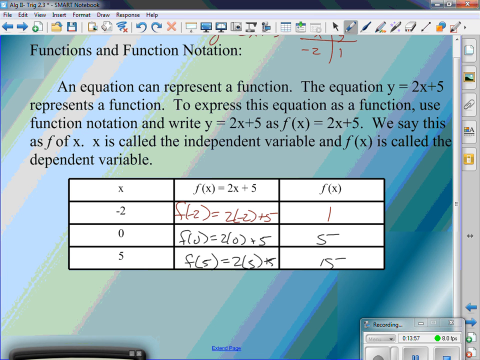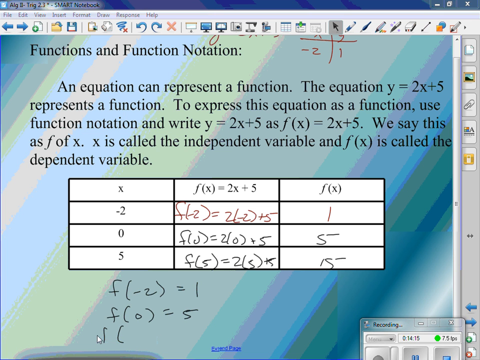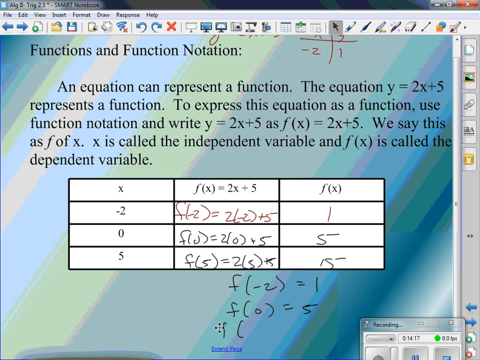You're not going to need the third column. All you're going to have to do is go f of negative 2. You figure it out, it is 1. f of 0 is 5. f of 5 is equal to 15.